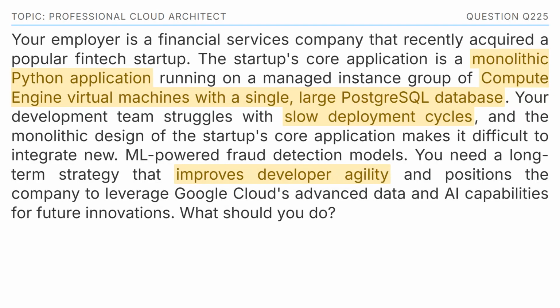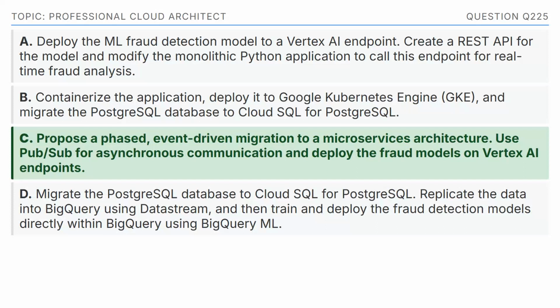To arrive at the correct answer, we focus on the keywords: monolithic Python application, Compute Engine virtual machines with a single, large PostgreSQL database, slow deployment cycles, improves developer agility. The correct answer is option C. Propose a phased, event-driven migration to a microservices architecture. Use Pub/Sub for asynchronous communication and deploy the fraud models on Vertex AI endpoints.